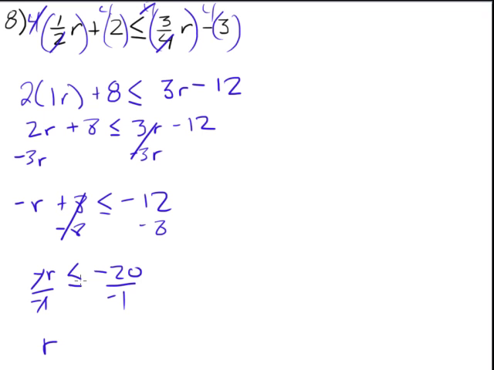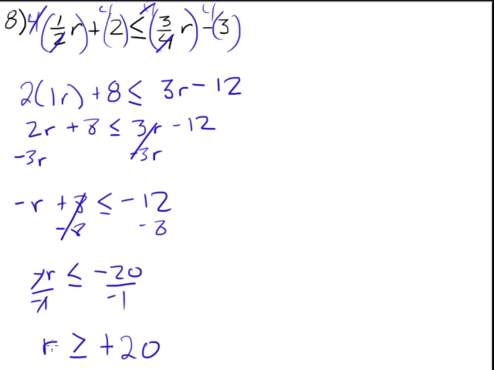Since I am dividing by a negative 1, a negative number, I have to flip this sign. Right now it says less than or equal to, so I'm going to flip it to greater than or equal to, because I'm dividing by a negative. If this was a positive, I would not have to flip it. But since it's a negative, I have to flip it. So I have negative 20 divided by negative 1. A negative and a negative becomes a positive. 20 divided by 1 is just 20.